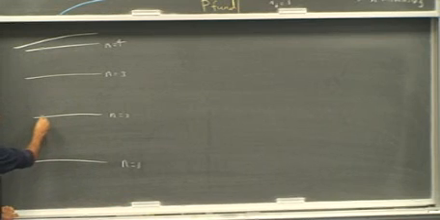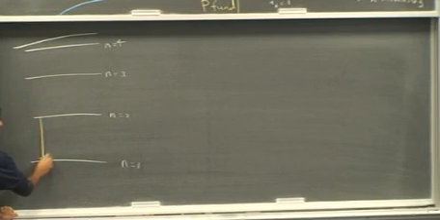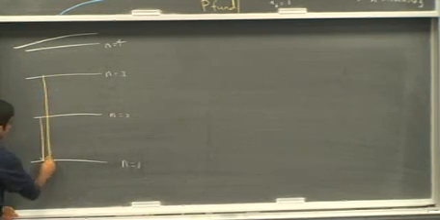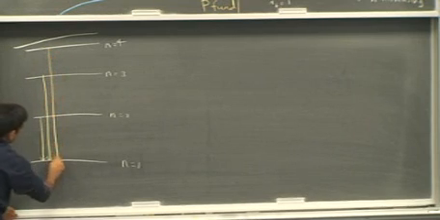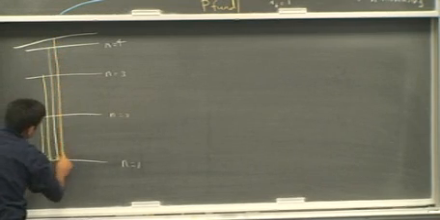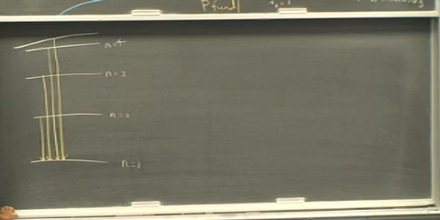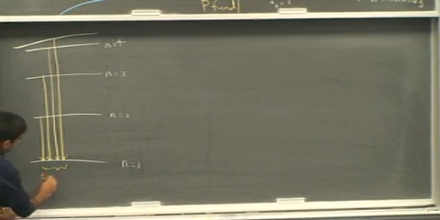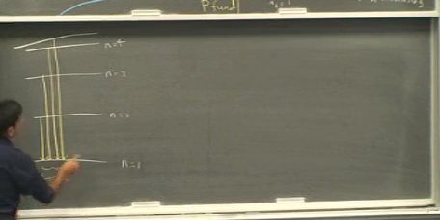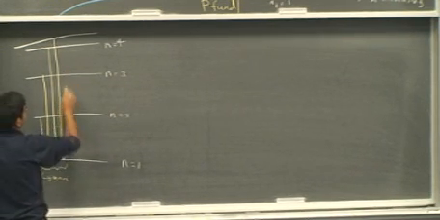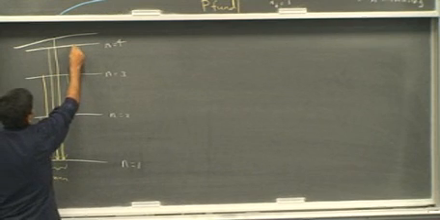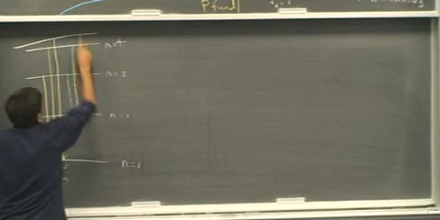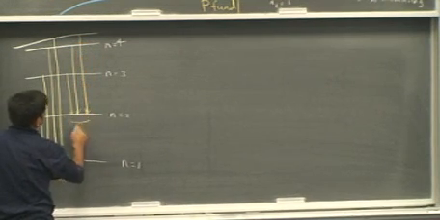So an electron can make a transition into n equals 1, from n equals 2, from n equals 3, from n equals 4, from n equals 5, and so on. This is called the Lyman series. An electron can make transitions into n equals 2 from upper levels, and this is called the Balmer series.